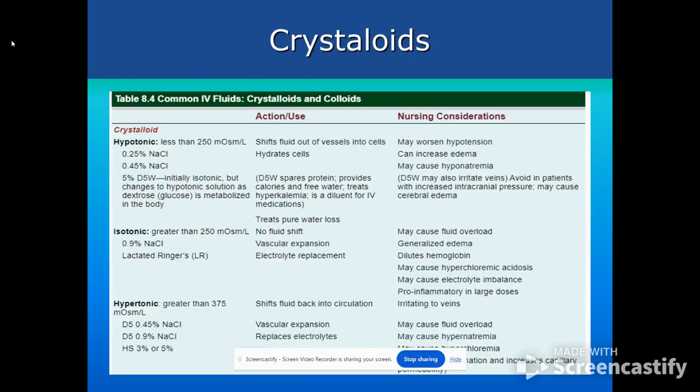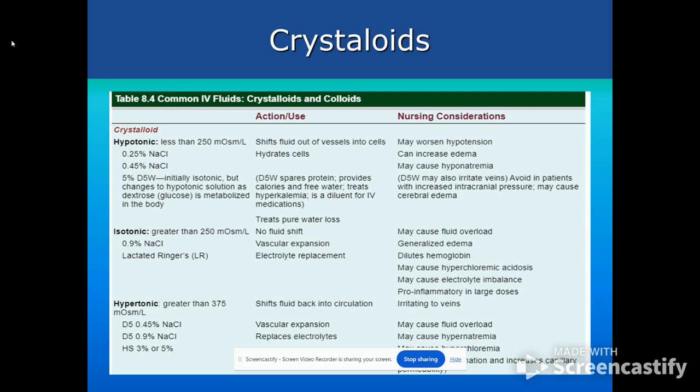All right, so crystalloids. They are solutions that contain small molecules that flow easily across the cell membranes, allowing for transfer from the bloodstream into cells and body tissues. They will increase fluid volume in both the interstitial and intravascular spaces. So we have the crystalloids, which include hypotonic, isotonic, and hypertonic.